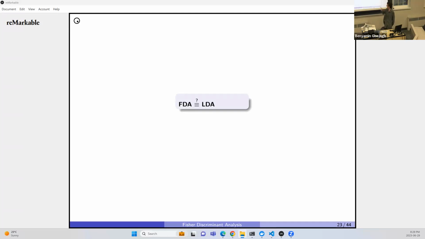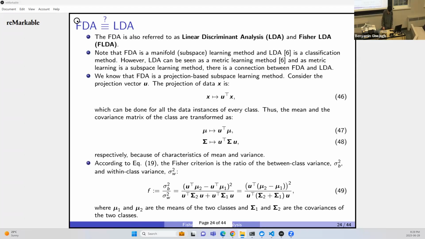One weird thing is that LDA is a classifier. We talked about it, right? It's a linear classifier. FDA is a dimensionality reduction method. How can a dimensionality reduction method be equivalent to a classifier? We'll see that. Okay, FDA is also called LDA or Fisher LDA or FLDA, right?